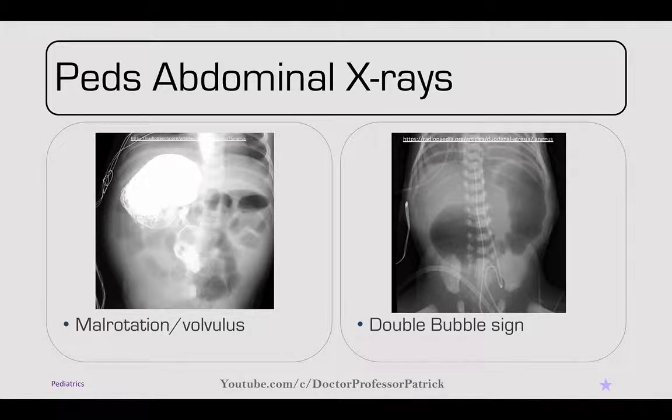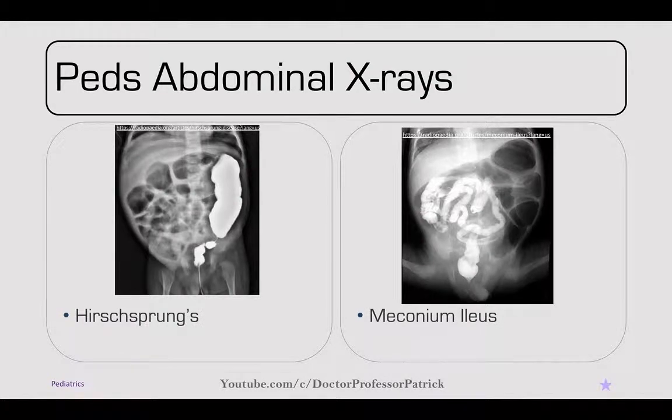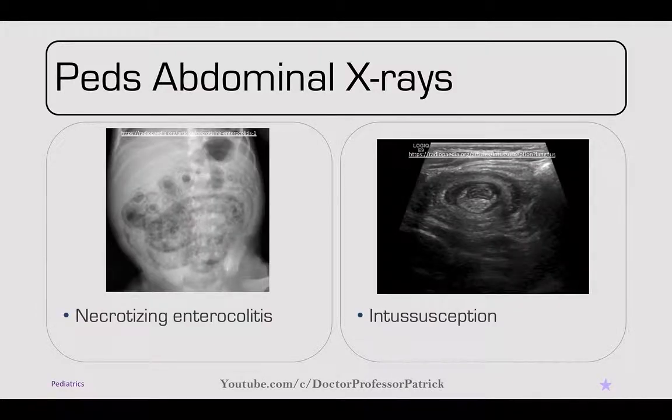Going into some pediatric x-rays, we've got malrotation and volvulus here, where you can see the dilated loops of bowel, and then the progression of the contrast stops. Next, we've got a double bubble sign, so you can see the bubble in the stomach as well as the duodenum. Next is Hirschsprung's disease, so you can see there's a dilated colon, which is the normal portion, and then at the sigmoid there becomes a bird's beak abnormality, and that's where the myenteric plexus stops. Next is meconium ileus, so you can see the blockage is in the ileocecal area. Next is necrotizing enterocolitis, so you can see air within the wall of the bowel. And then an intussusception, this is a target sign on ultrasound.